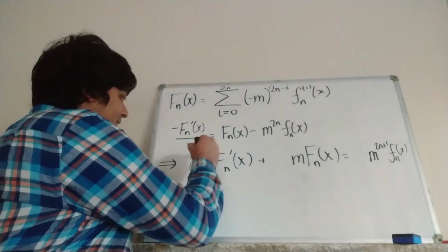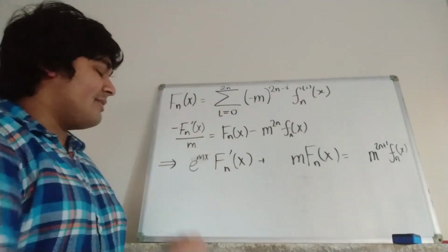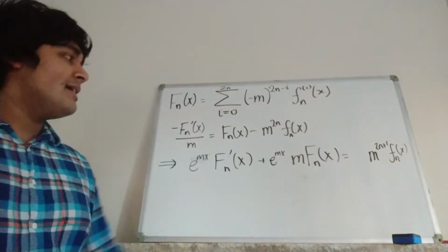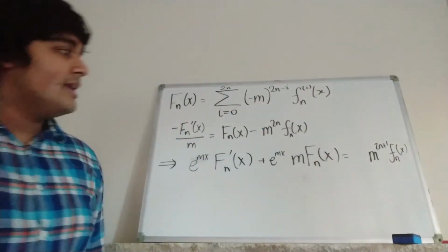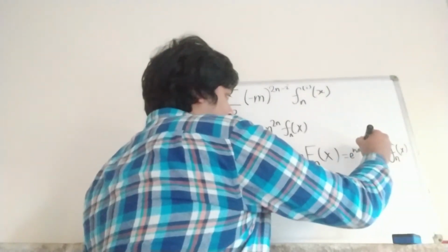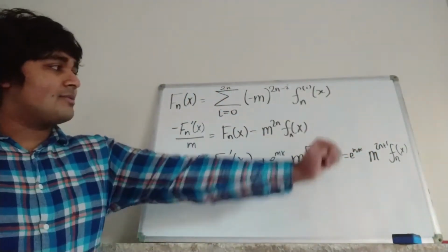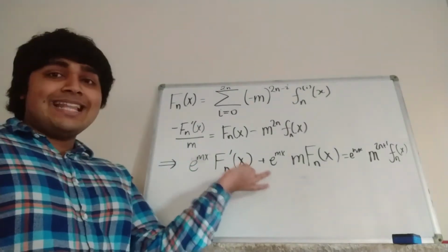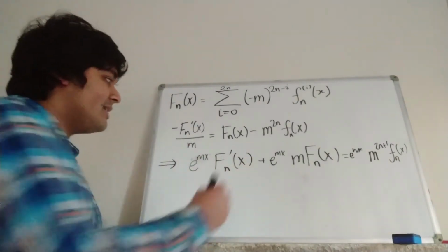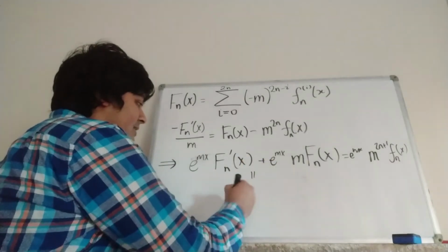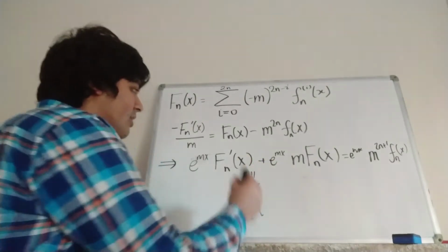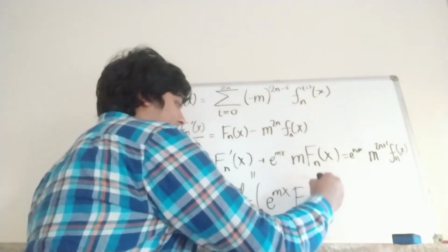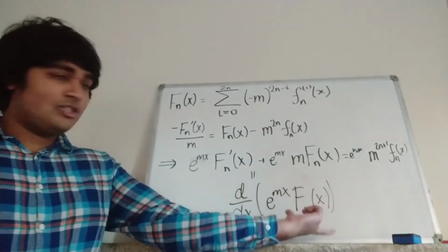So on this side we get e to the mx times the first derivative of F_n of x plus e to the mx times m F_n of x equals e to the mx times little m to the 2n plus 1 times little f_n of x. Okay, and the key thing to notice now is this left hand side is an exact derivative. This guy here is precisely the first derivative of e to the mx F_n of x. Okay, and to see that, just use the product rule.